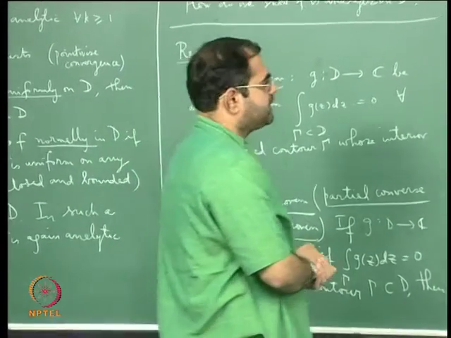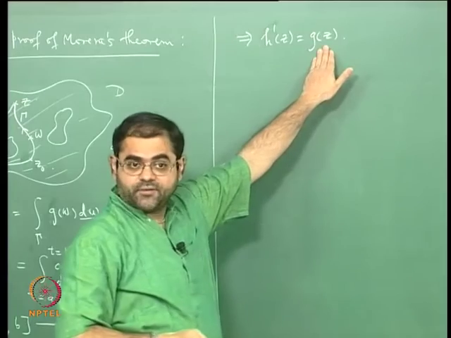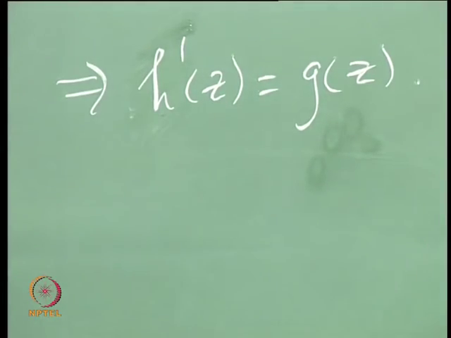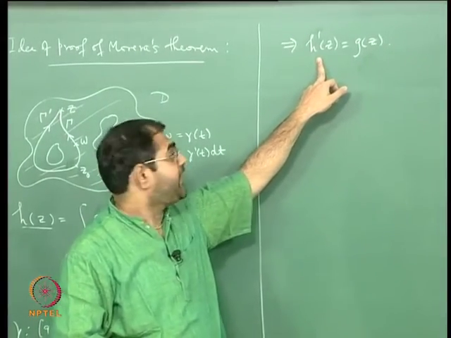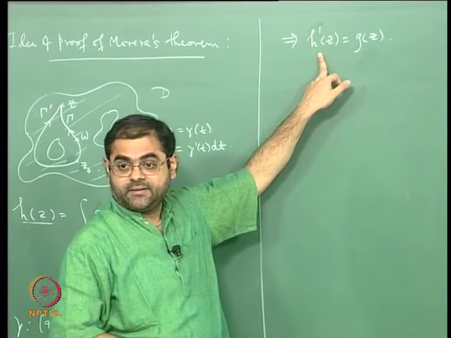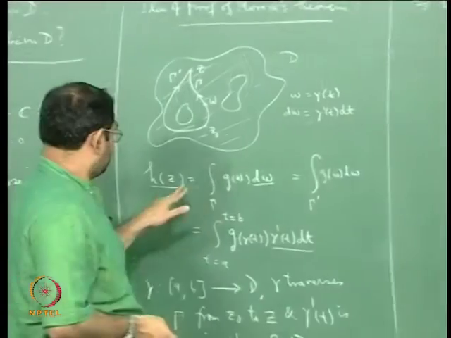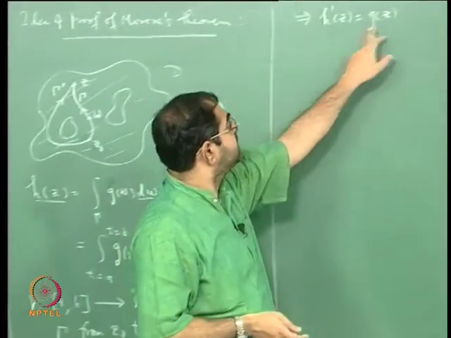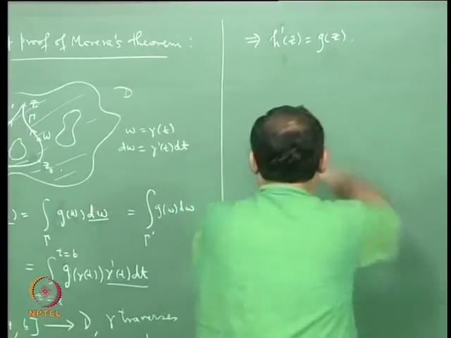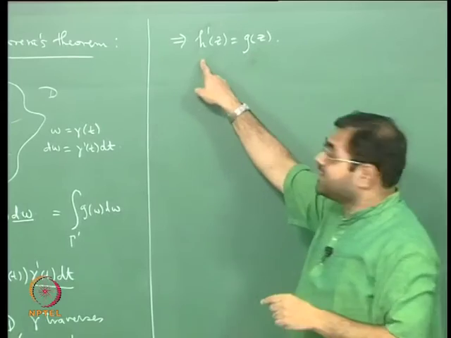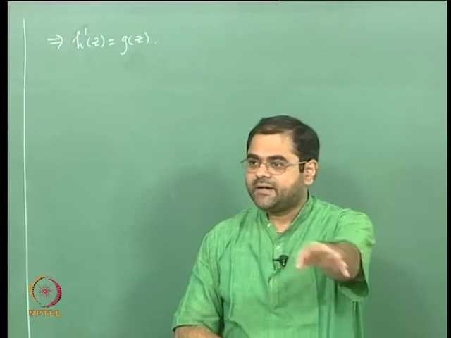So all you are saying is, in other words, that if g is continuous and g satisfies this condition that the integral over every loop is 0, then g has an antiderivative. So I should say, then g is the derivative of a function. But what does this tell you? It tells you h is differentiable on D. That means h is analytic on D.